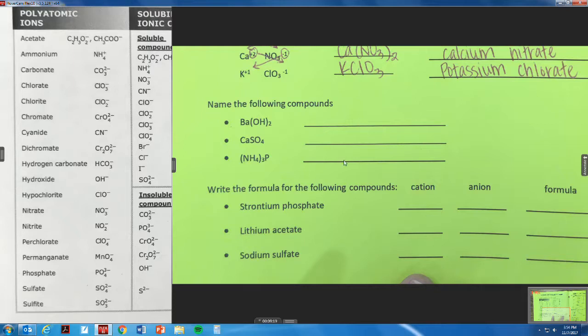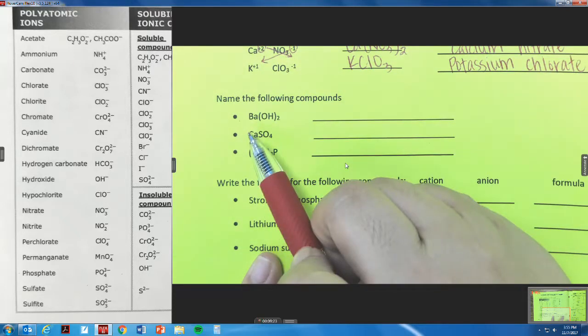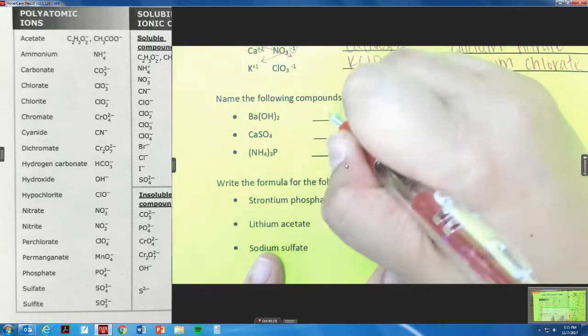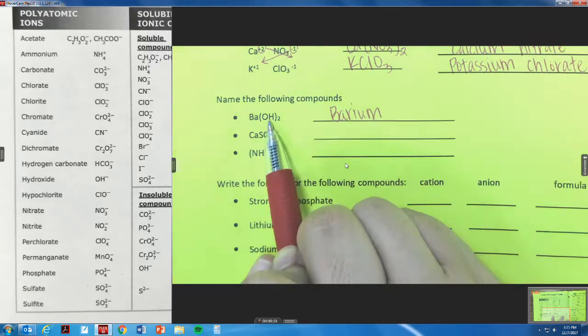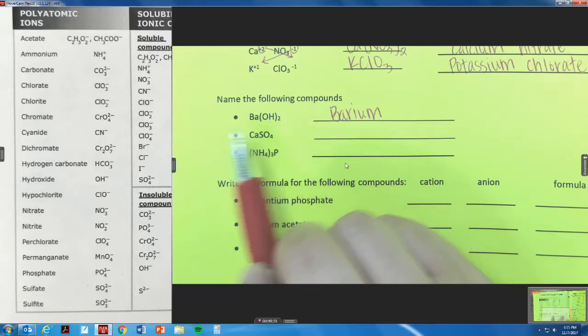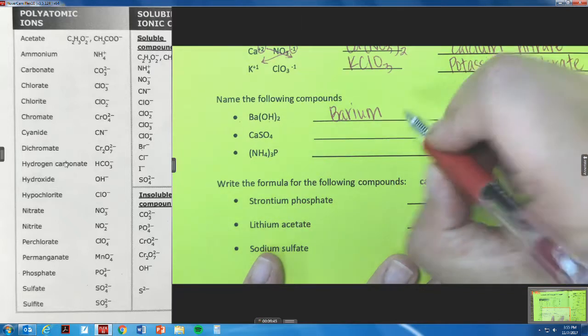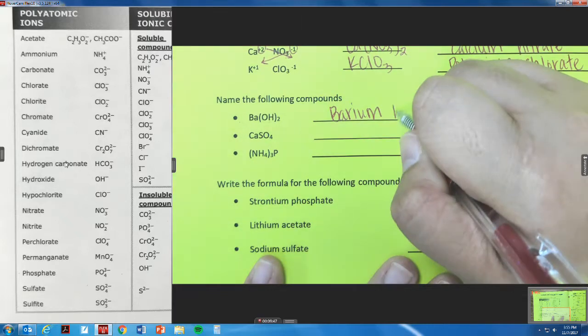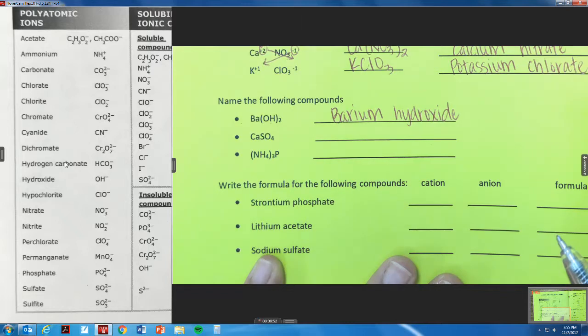Okay, so name the following compounds. Well, remember, naming is really easy. All you have to do is, what's your metal? Barium. And then what's your polyatomic? Okay, so in parentheses, that's my polyatomic, OH. So on your periodic table, OH is right here. Now it's going to be hydroxide. So the name of my compound is barium hydroxide.